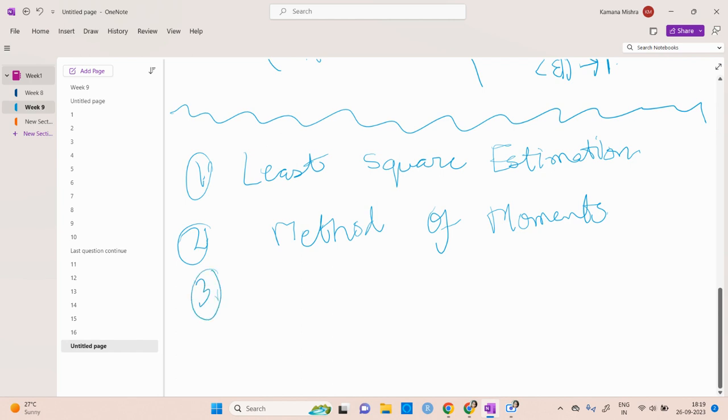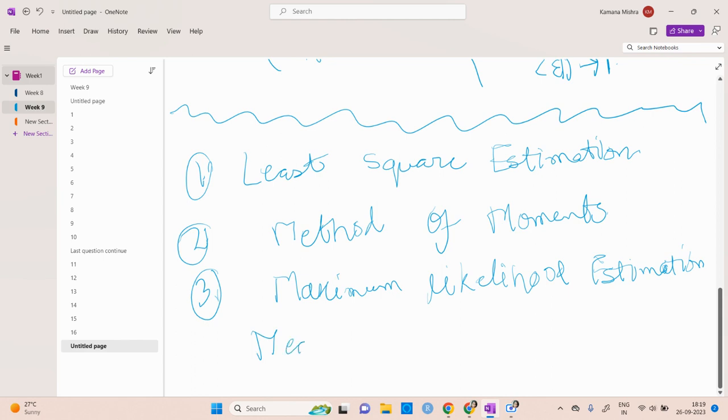and then method of moments, and then maximum likelihood estimation. And then what we have, this is not how to find an estimation. This is the mean square error criterion.